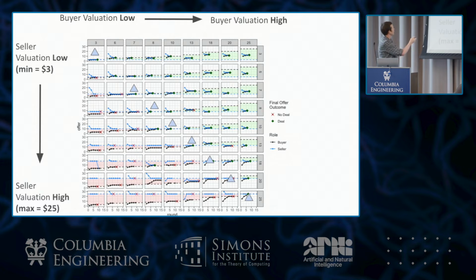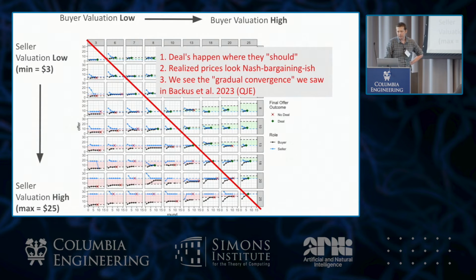You can see along the diagonal, when it was just ties, the ties went to the economist. But you can see the realized prices even look pretty Nash bargaining-ish, in the sense that they split the available surplus. You also see this gradual convergence that's shown up in other empirical settings when people have had this kind of bargaining data. So it matches qualitatively what it looks like when you can observe people bargaining.